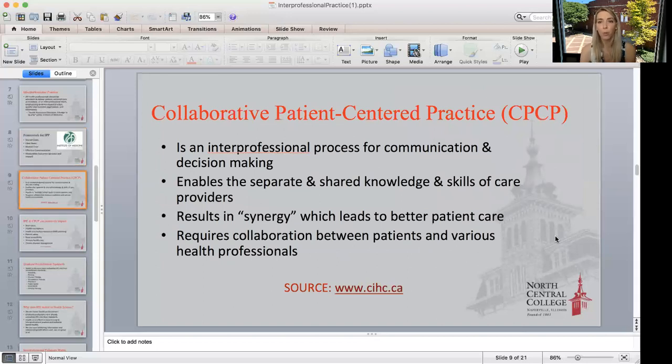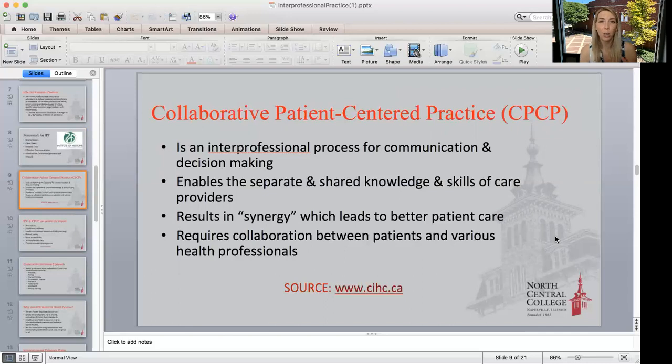Collaborative patient-centered practice, CPCP, is an interprofessional process for communication and decision-making. So patient-centered practice I talked about just a little bit ago, where we are focused on what is best for the patient in a more holistic approach. And collaborative means we're all going to work together to address patient-centered practice, in an interprofessional way. We are going to communicate, to collaborate, and to make decisions together that provides better care for the patient.